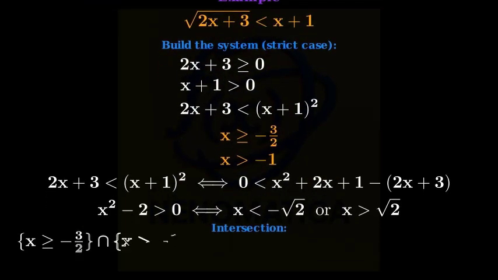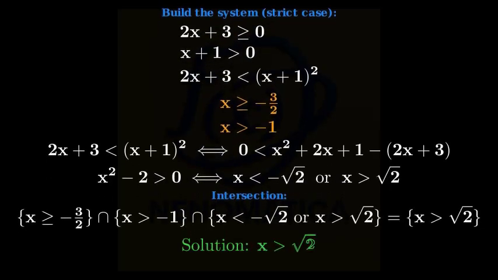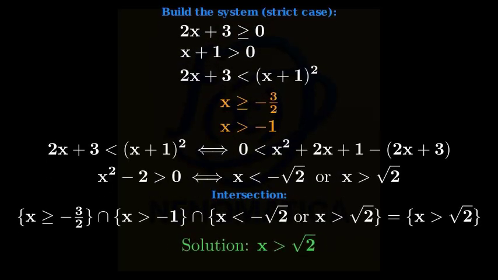Intersect all three: x greater than or equal to negative 1.5, x greater than negative 1, and x either less than negative square root of 2 or greater than square root of 2. Only the region x greater than square root of 2 survives. So the solution set is x greater than square root of 2.